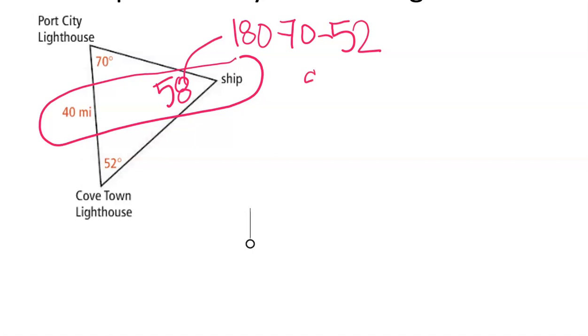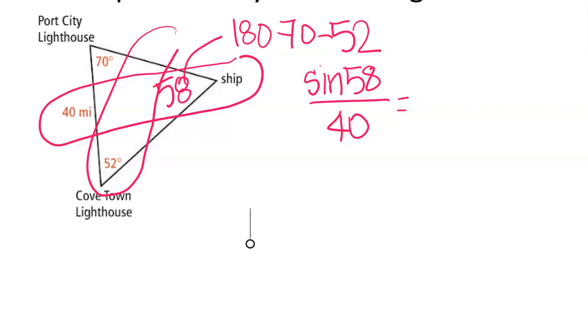So sine of 58 divided by its opposite side, which is 40, and then pick one. Which one do you want to do first? I'm going to do this one first. Sine of 52, and I'm going to say divided by c for Cove. We're going to cross multiply. 40 sine 52 divided by sine 58.